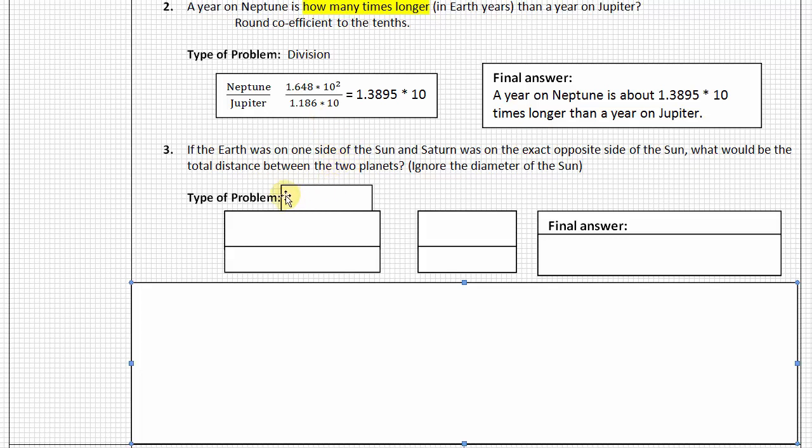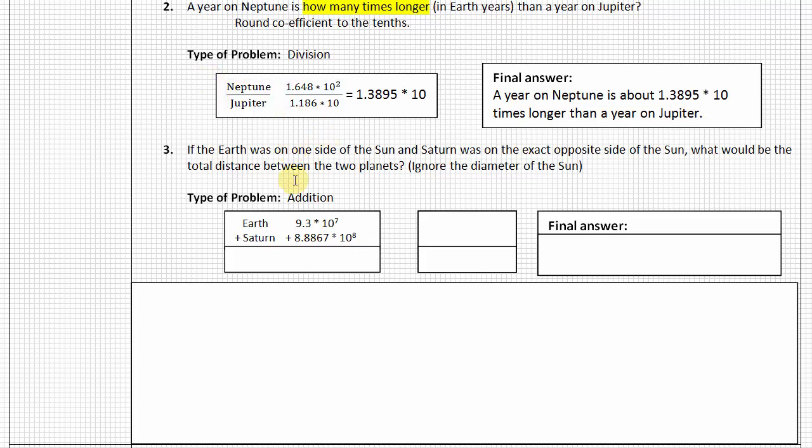So, what kind of problem do we want to do here? Well, since we're determining how far apart they are and they're on opposite sides, then we're actually going to need to combine their total distances from the Sun to figure out the total distance between the two. So this would be an addition problem. So we're going to want to add the distance that the Earth is from the Sun to the distance that Saturn is from the Sun, and you can look up above to your chart to get those values. I have them right here.